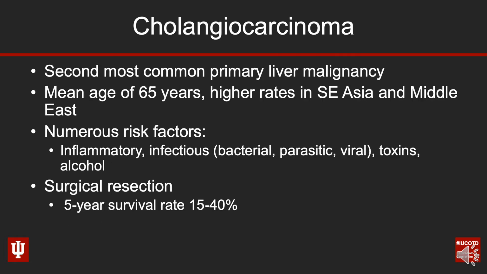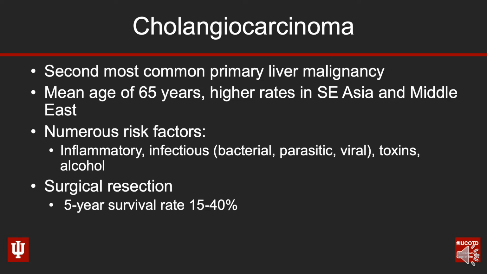So this is a case of cholangiocarcinoma. Cholangiocarcinomas are the second most common primary liver malignancy and originate from the bile duct epithelium. The mean age of occurrence is at around 65 years of age, and higher rates are seen in Southeast Asia and in the Middle East.